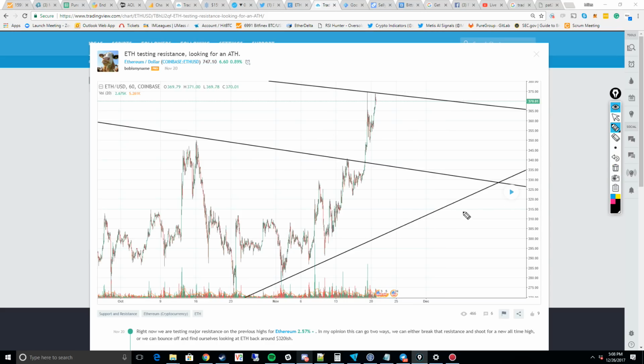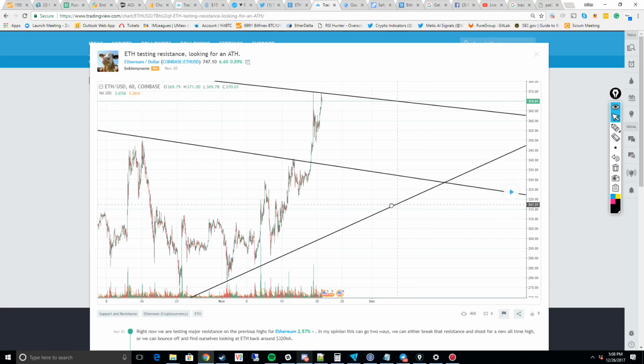So now that we know what support and resistance is, let's look at some patterns. First, I want to show you this example of Ethereum. This is one of the charts that I have on my TradingView account. You can follow my TradingView charts by visiting the link that I posted in the description. So let's look at Ethereum.